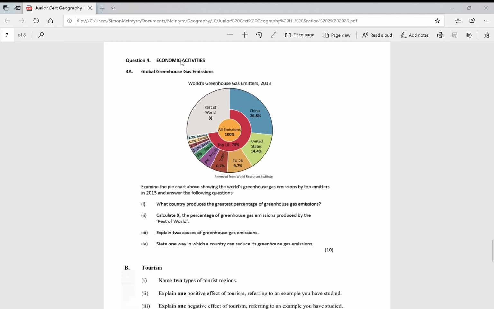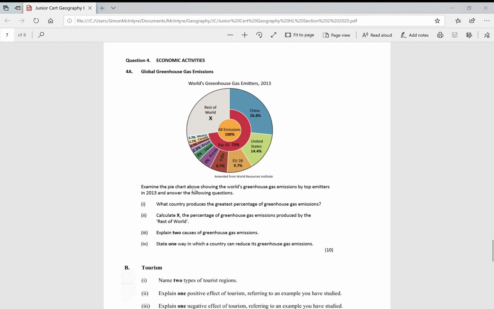Question 4. Economic activities. 4A. Global greenhouse gas emissions. World's greenhouse gas emitters 2013. China 26.8%, United States 14.4%, the EU 28 9.7%, India 6.7%, Russia 5%, Japan 3%, Brazil 2.3%, Indonesia 1.7%, Canada 1.7%, Mexico 1.7%, rest of world X. All emissions add up to 100%. Top 10 make up 73% of all emissions.